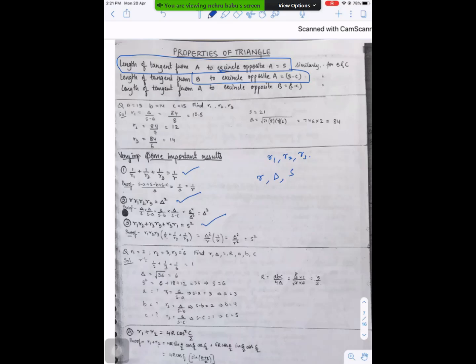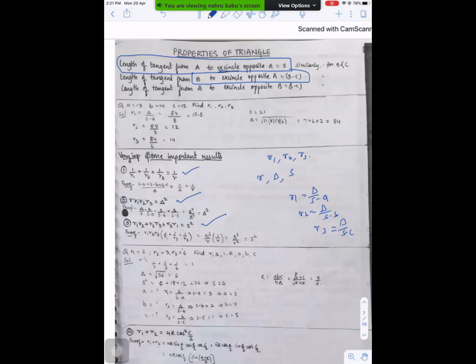After getting r, delta, s, to find a, b, c, the formulas are R1 equal to delta by s minus a, R2 equal to delta by s minus b, R3 equal to delta by s minus c. With the help of these three formulas, since you know delta and you know s, you can find a, b, c, because they are already giving R1, R2, R3. This is one technique, no doubt.